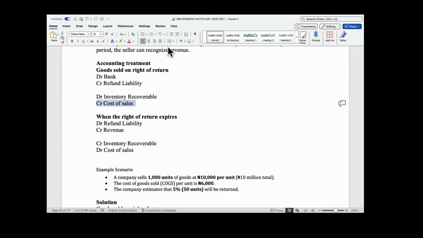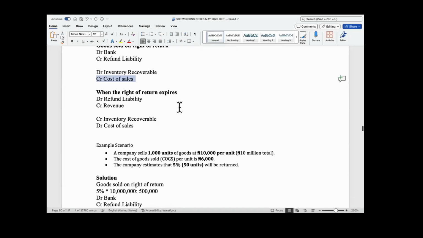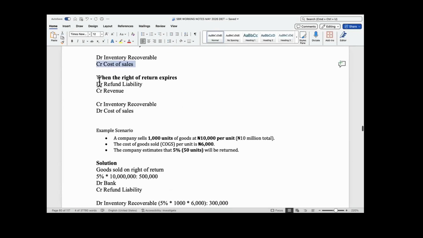Oh yes, sir. And then the other part: when the right of return expires, is it when it is returned or when it is not returned that we pass these entries? Yeah, this is when it is not returned. So that is where we can then recognize revenue, and we can then recognize cost of sales. So we are closing out the refund liability and the inventory recoverable account. They are not necessary anymore. We are now recognizing the cost of sales.